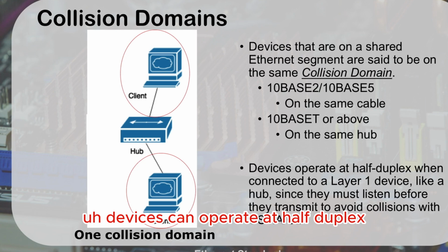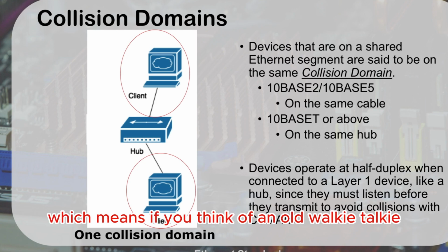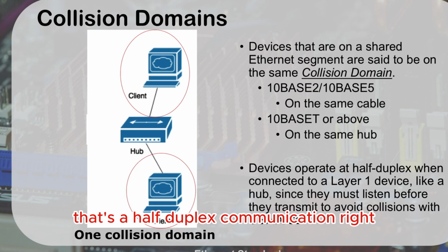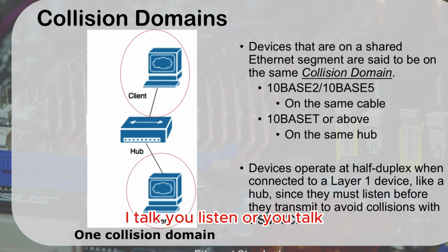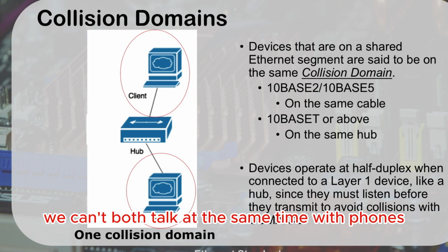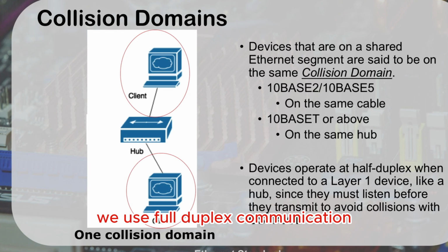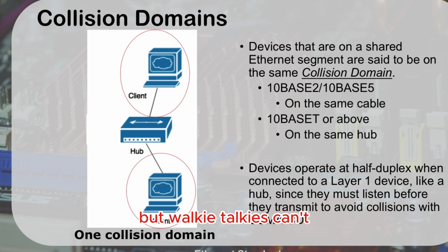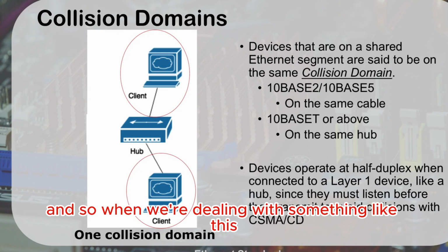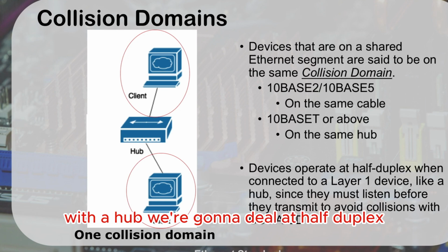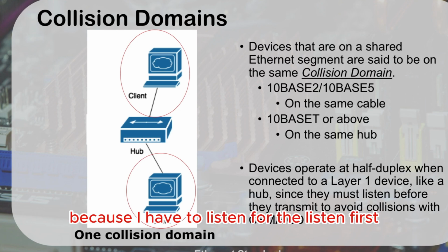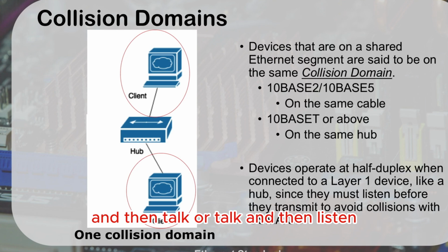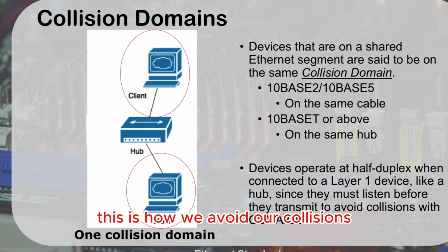Devices can operate at half duplex, which means if you think of an old walkie-talkie, that's a half duplex communication, right? I talk, you listen, or you talk, I listen. We can't both talk at the same time. With phones, we use full duplex communication. You can both talk at the same time, right? And both hear at the same time. But walkie-talkies can't. And so when we're dealing with something like this with a hub, we're going to deal at half duplex because I have to listen first and then talk, or talk and then listen. This is how we avoid our collisions.